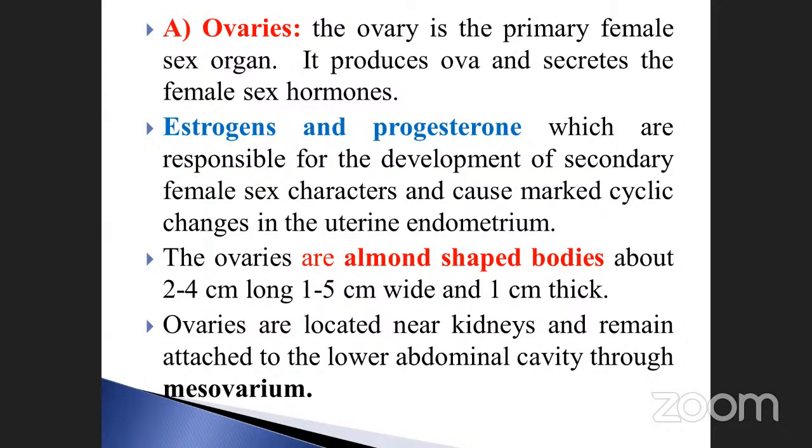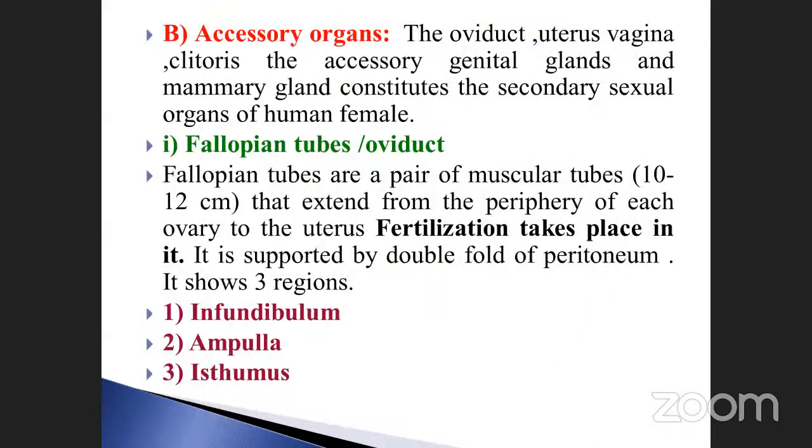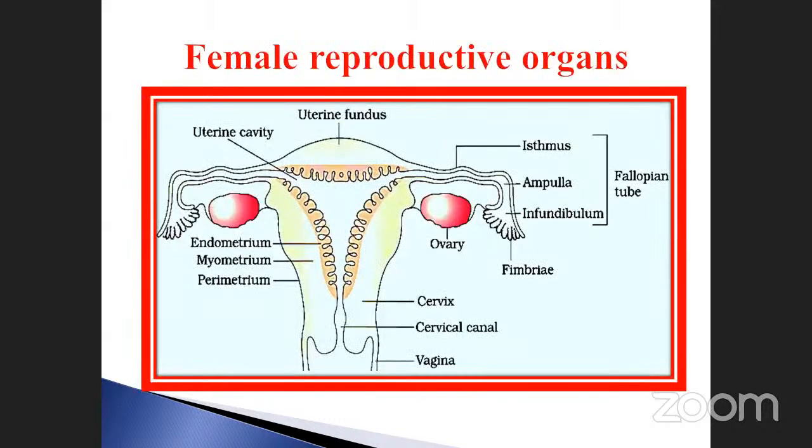The shape of the ovary we already discussed. It is nothing but the almond shaped bodies. What are the accessory glands also present in it? Fallopian tubes, otherwise called oviduct. Fallopian tubes are further divided into infundibulum, ampulla and isthmus. Those things we already discussed here.